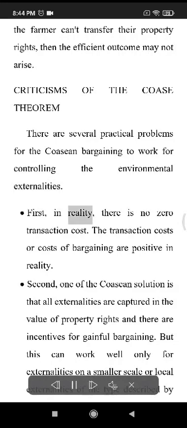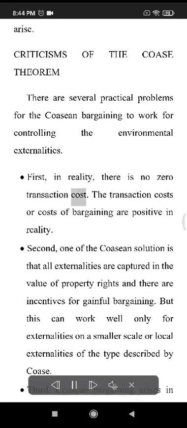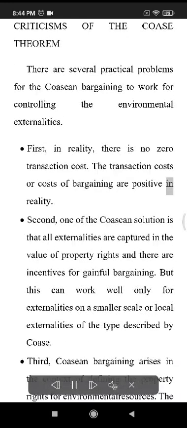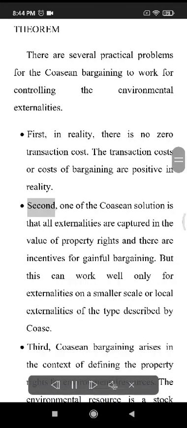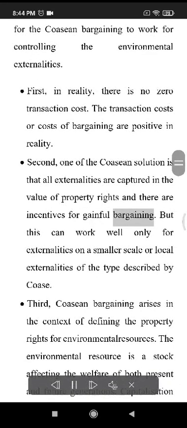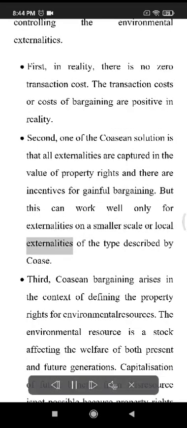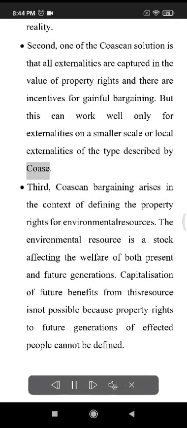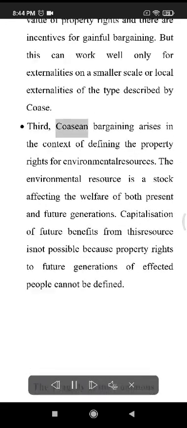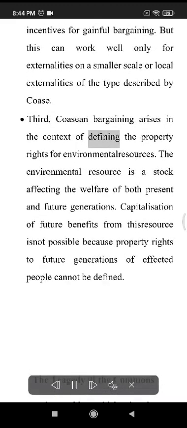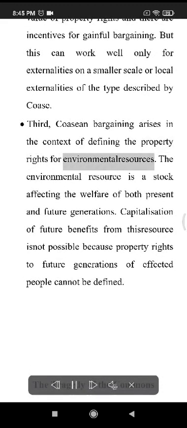First, in reality, there is no zero transaction cost. The transaction costs or costs of bargaining are positive in reality. Second, one of the Coasean solutions is that all externalities are captured in the value of property rights and there are incentives for gainful bargaining. But this can work well only for externalities on a smaller scale or local externalities of the type described by Coase. Third, Coasean bargaining arises in the context of defining the property rights for environmental resources.